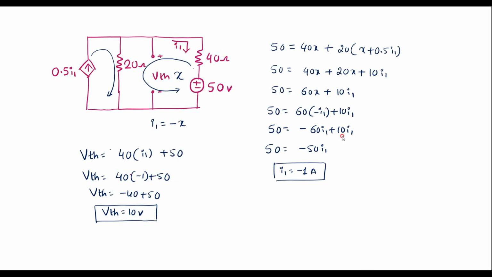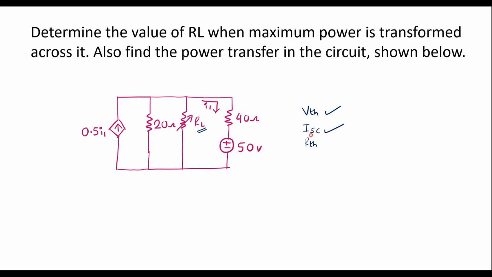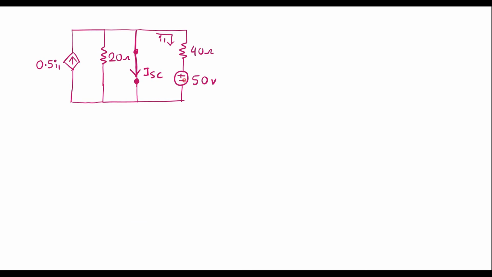To calculate ISC, we have to short these two terminals. Then we assume that the current through that terminal is ISC, which we are supposed to calculate. So we have to remove this RL and short this one. The current through that shorted path is known as ISC. Let me remove this RL and short this. So the circuit looks like this. There was RL, I have removed it. Now I have shorted it. Now the current through this is ISC.